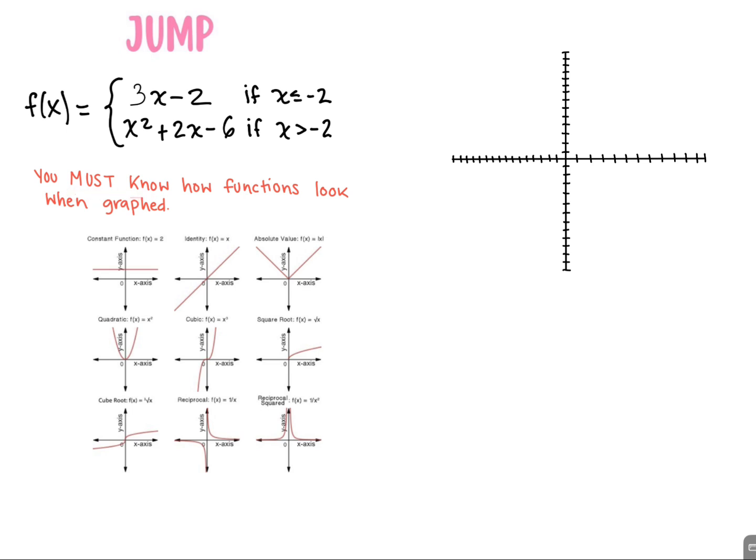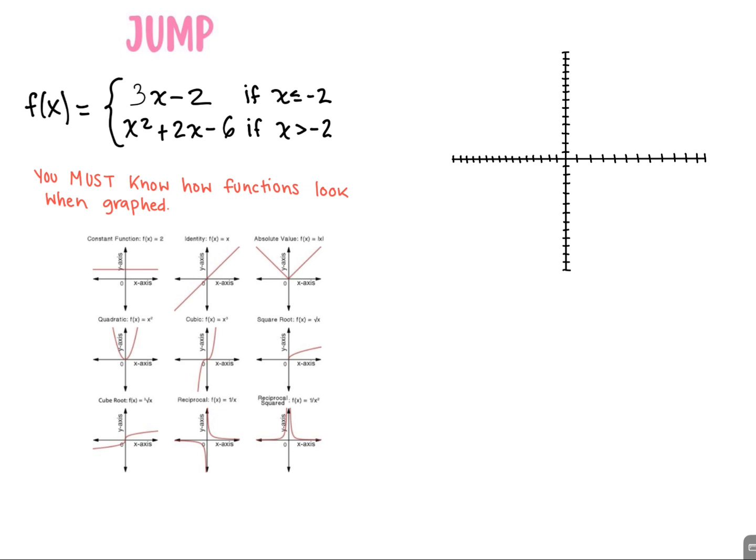You need to know how these functions look so that when you graph them, you can see where the jump is occurring. So for example, this is how a constant function would look if f of x equals 2. This is a linear, this is quadratic, cubic, etc. You just need to know how they look because you're not going to have this in your exams or in your homework possibly. You need to memorize it.